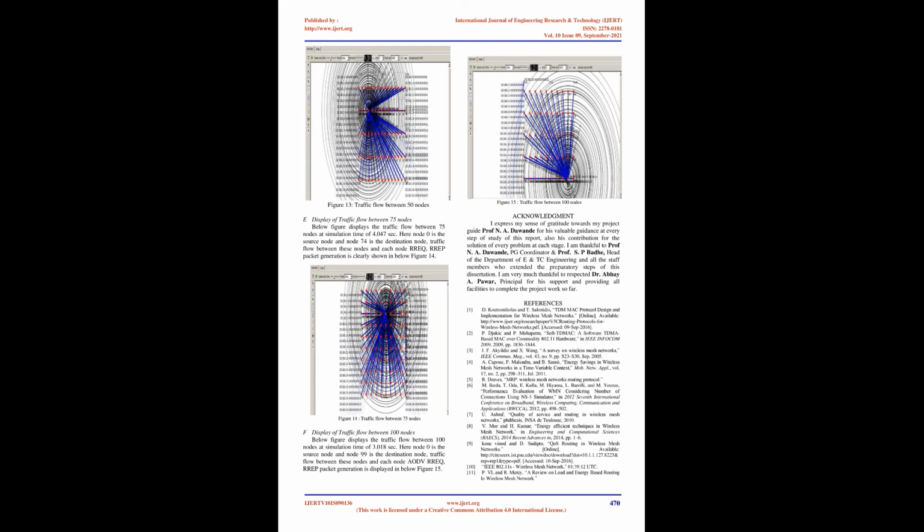Display of traffic flow between 25 nodes. The below figure displays the traffic flow between 25 nodes at a simulation time of 6.459 seconds. Here node 0 is the source node and node 24 is the destination node. Traffic flow between these nodes is displayed below. All these nodes are placed in a coverage area of 1.5 kms.